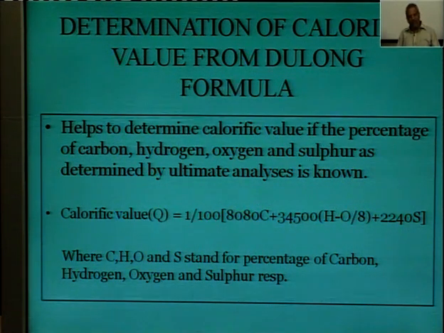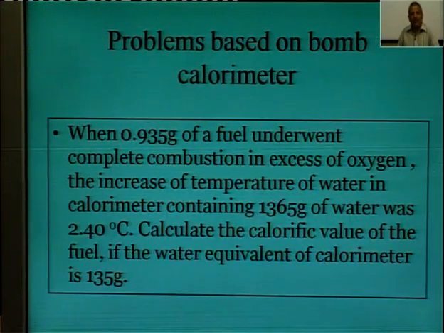So, carbon, hydrogen, oxygen and sulfur stand for the percentage of carbon, hydrogen, oxygen and sulfur respectively. If the fuel has more moisture content or more ash content, then the calorific value is less, and the calorific value is higher if the moisture content or waste product is lesser. So, there is a problem based on the bomb calorimeter.